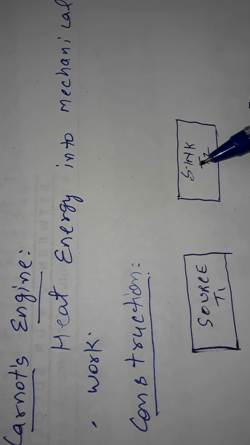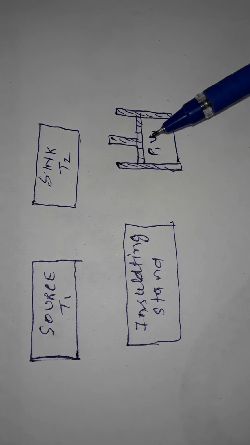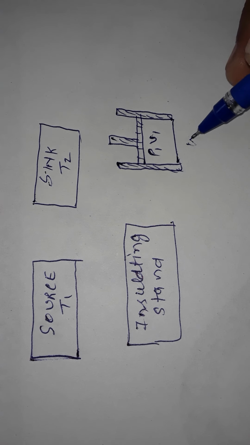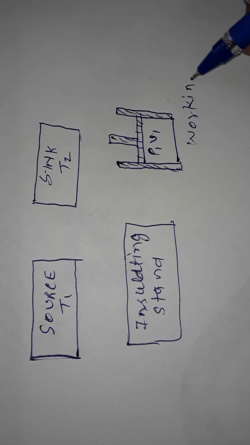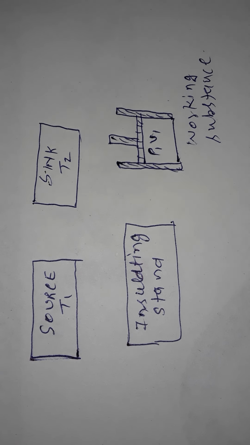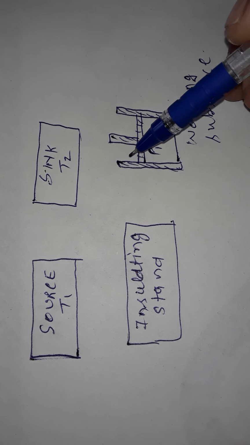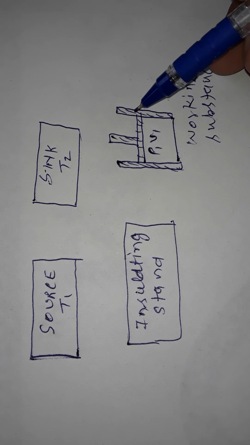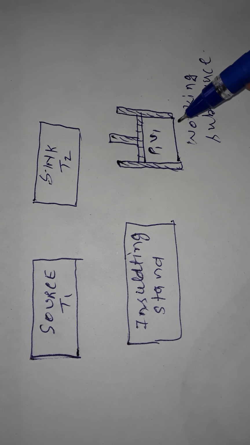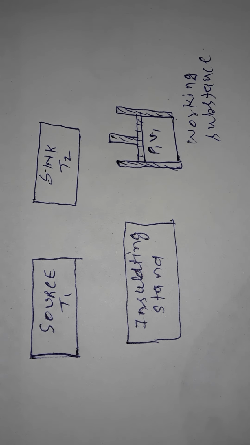sink which is maintained at the low temperature T2, insulating stand, and this is the working substance in which gas is taken in the cylinder fitted with a piston. The sides of the cylinder are insulated but the base is conducting. Let P1, V1 be the initial pressure and volume of the working substance.